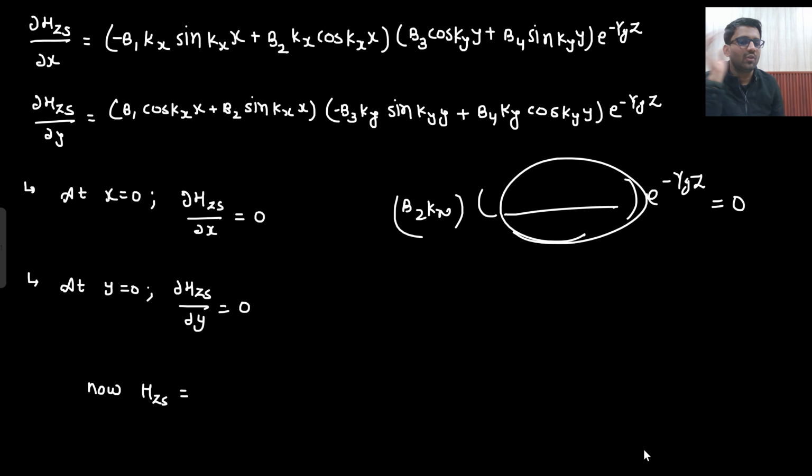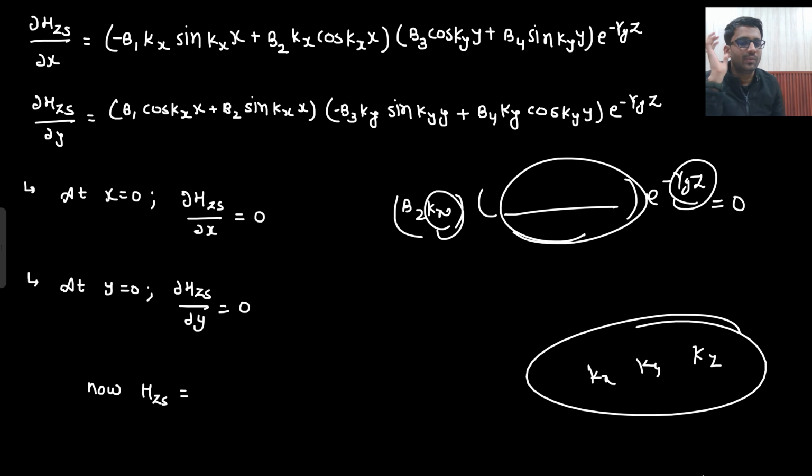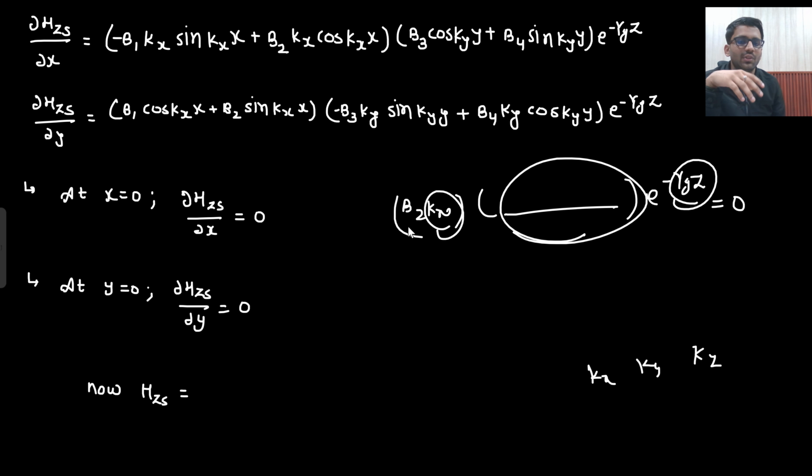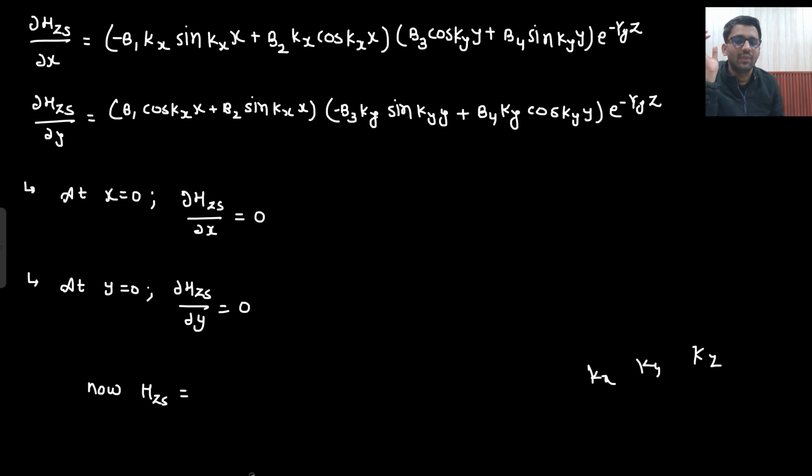You cannot comment anything about y, and you cannot comment about z. Certainly kx is non-zero. Why is kx non-zero? Because you know that kx, ky and kz for a waveguide will all be non-zero. So certainly my kx is non-zero. So which guy has to be 0? b2 has to be 0. So here what you are getting is b2 is 0.